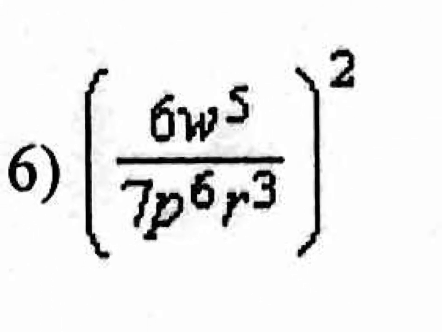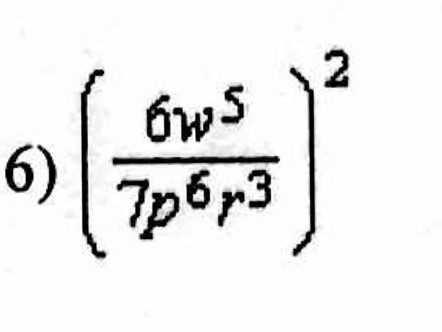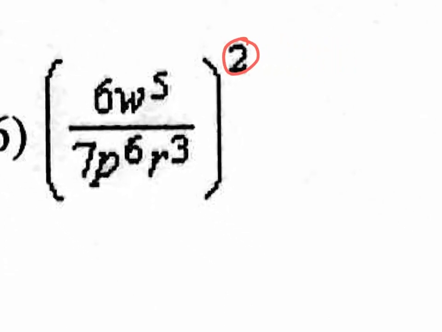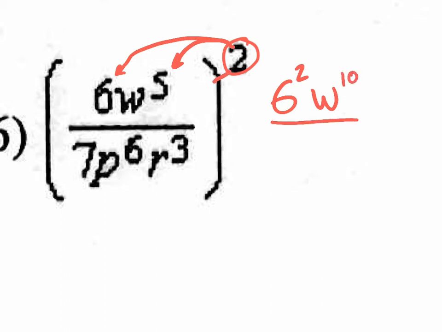So it is good to then distribute the outside too. So what I'm going to do is I'm going to distribute the 2 to each one at a time, and then I'm going to show what I get. So if I put the 2 on the 6, it'll be 6 squared. If I put the 2 on the w to the 5th, power to a power you multiply, you're going to get w to the 10th, right? On the bottom, when I take the 2 and put it on the 7, it's going to be 7 squared.